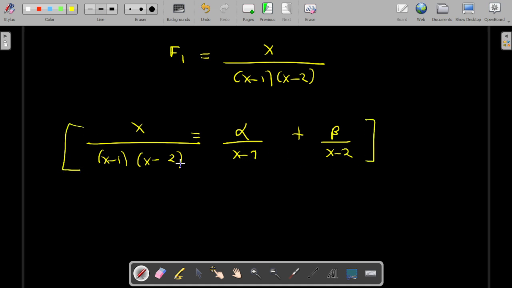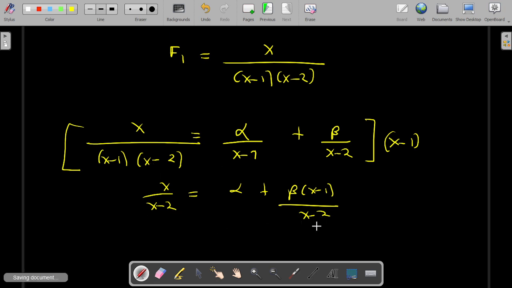So we're supposed to find the value of alpha. Here we're going to multiply by the denominator of alpha, which is the linear factor x minus 1. So we're going to have x minus 1 multiplied by everything. If we multiply x minus 1 throughout, we're going to have x divided by x minus 2, and this is going to be equal to alpha plus beta multiplied by x minus 1 divided by x minus 2. Now this is what we have, right?